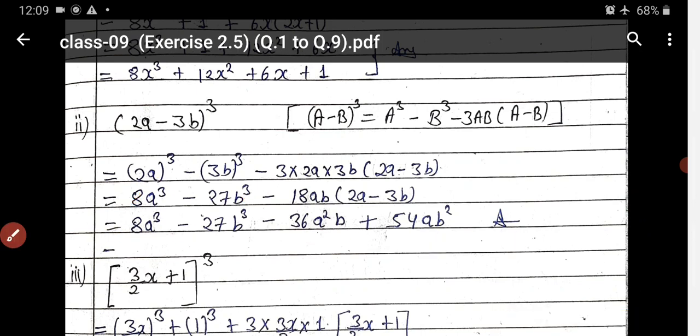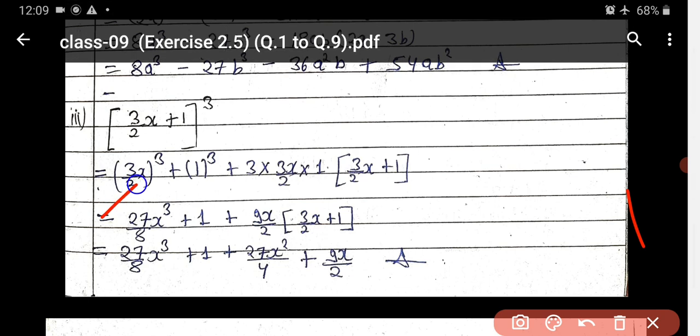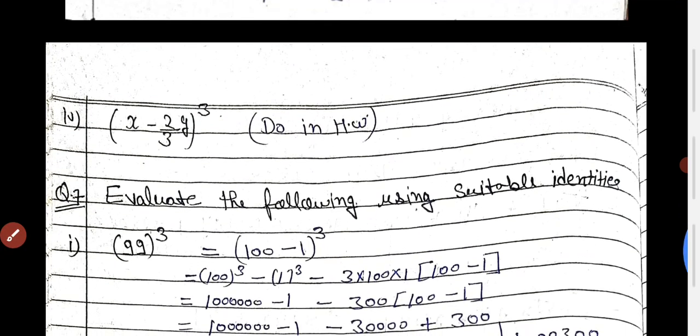Come on to the third part. Third part is (3 by 2x plus 1) whole cube. You can write here a plus b whole cube, a cube plus b cube plus 3ab in bracket a plus b. So 3 by 2x whole cube means 3 cube 27, 2 cube 8, and x cube as it is, 1 cube 1. Now 3 times 3 is 9, become 9 by 2x. Now just multiply, 9 times 3 is 27, 27x square, 2 times 2 is 4. When you multiply 9x by 2 by 1, you get the same term. So it is your final answer. Fourth part you have to do in homework.